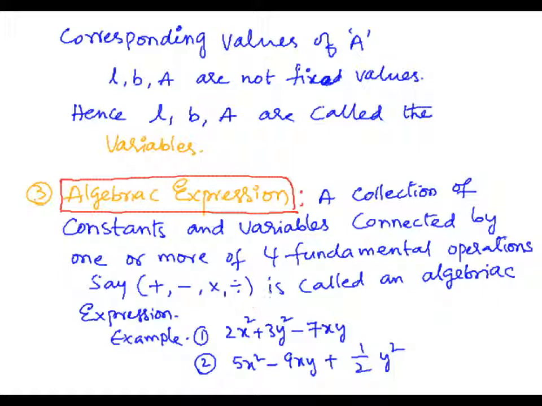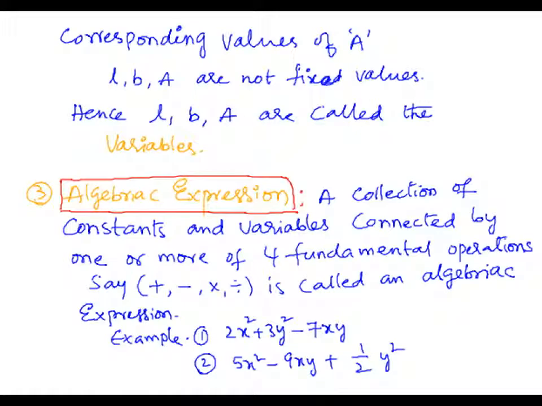Then the next one, that is the fourth one, term. The various parts of an algebraic expression separated by plus or minus are called the terms. So let us discuss the terms. Coming to the previous one, this algebraic expression consists of 3 terms. The first term is 2x square, the second term is 3y square, the third term is 7xy. These 3 terms are separated by the symbols plus or minus. So these are the 3 various parts connected by plus and minus symbols, called the terms.